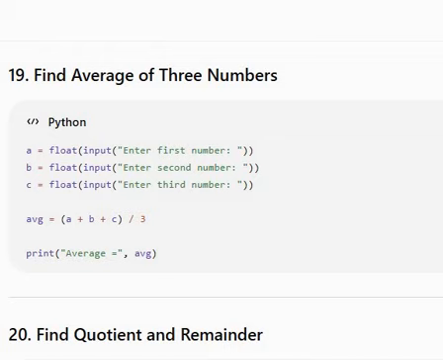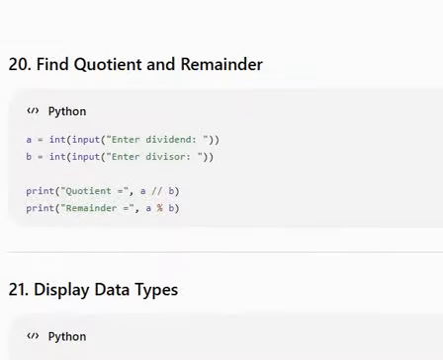Find the average of three numbers: A plus B plus C divided by 3. You get the average. So arithmetic operators: plus, addition; minus, subtraction; multiplication; division; and modulus. So you want to find the quotient and remainder. To get the remainder we have percentage, that is modulus.